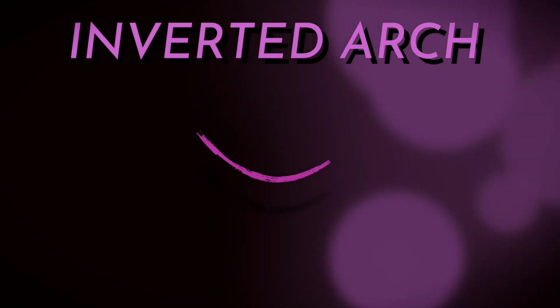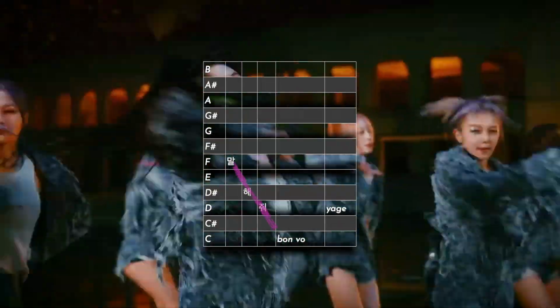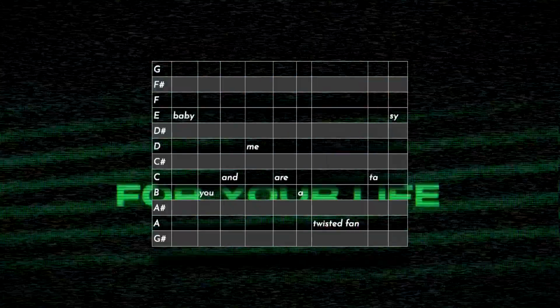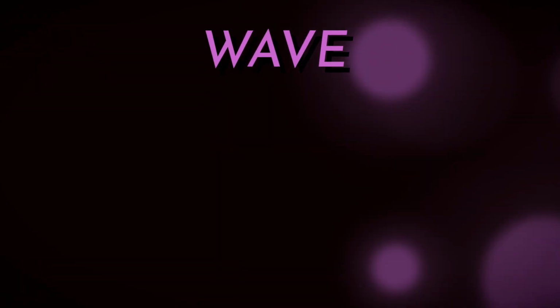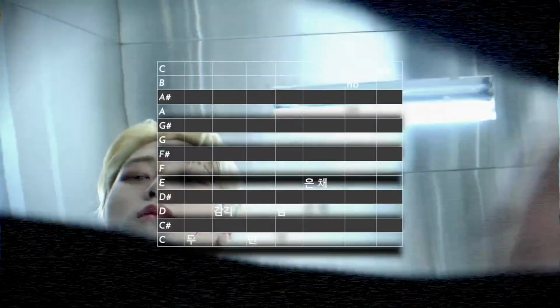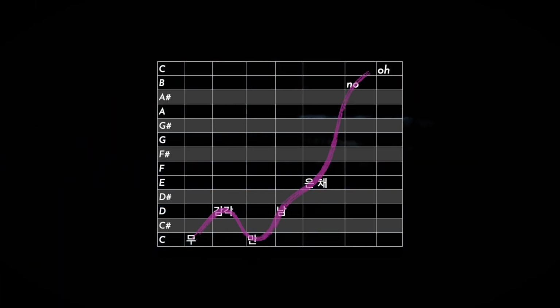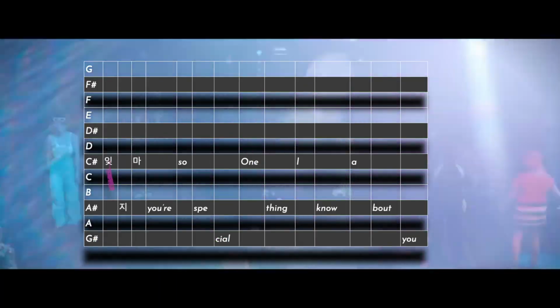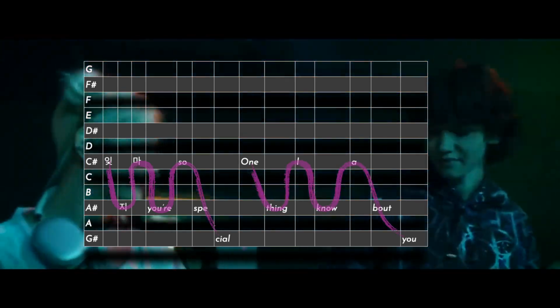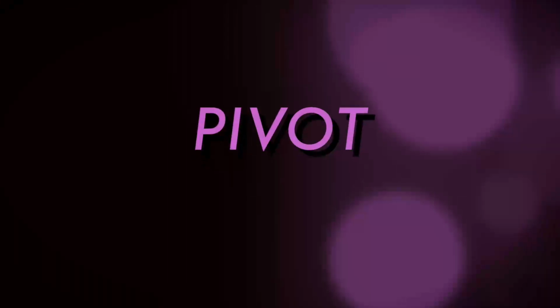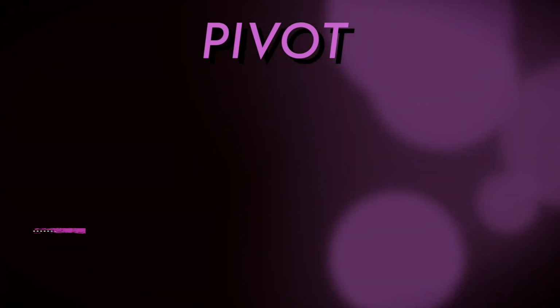As the name suggests, an inverted arch shape is the opposite of an arch one. The melody descends and then ascends again. If we combine these two melodic shapes, we can get a wave shape. And finally, a pivotal melodic shape revolves around one pitch.